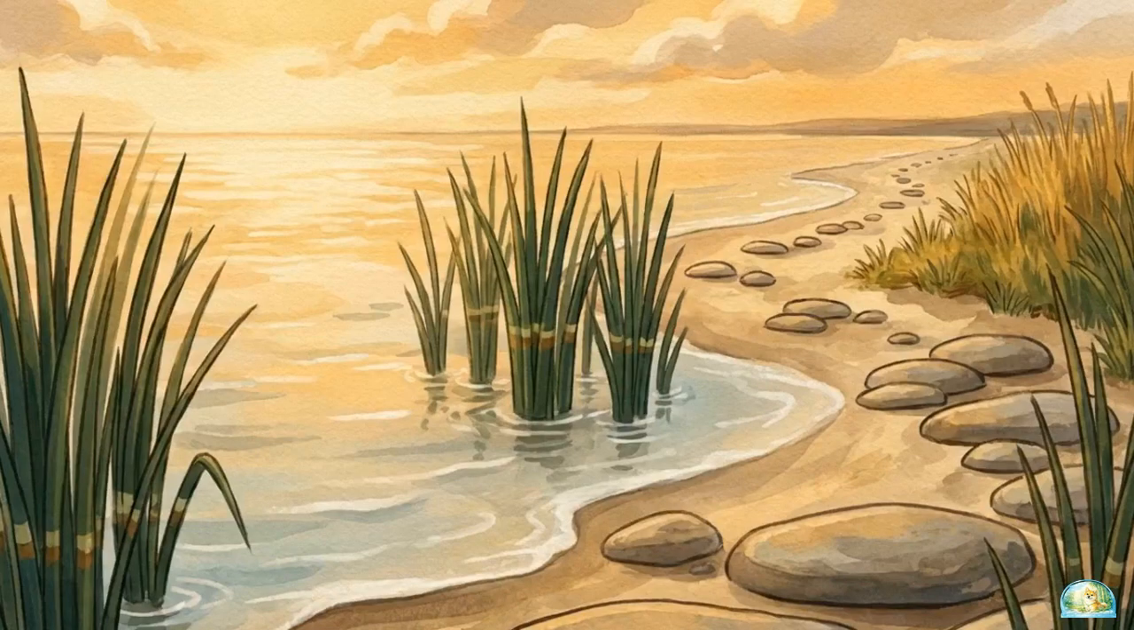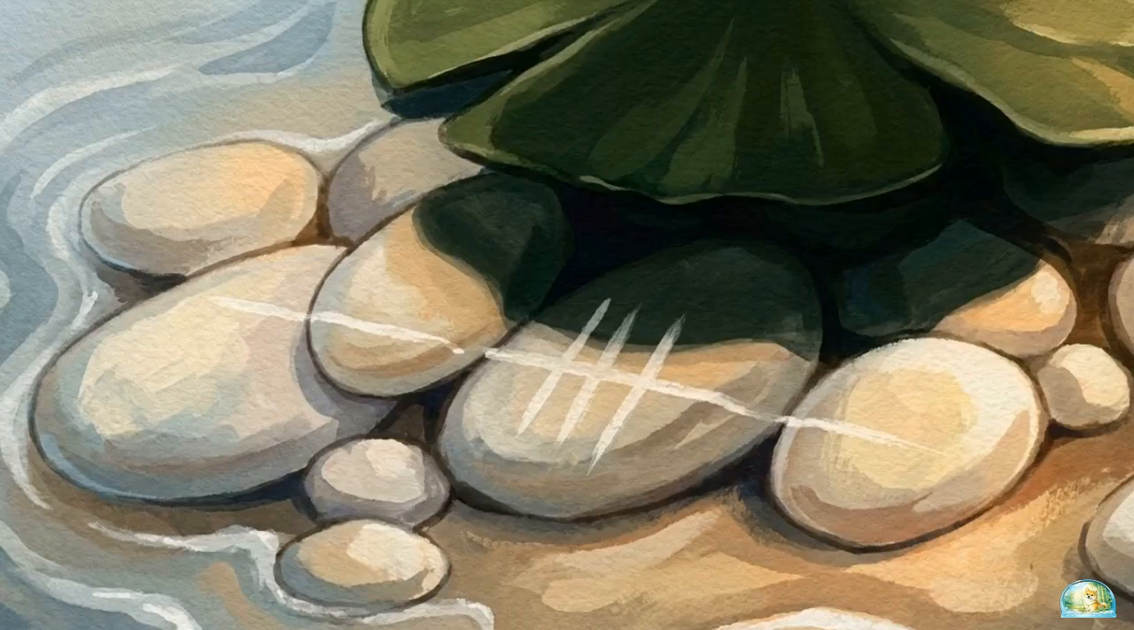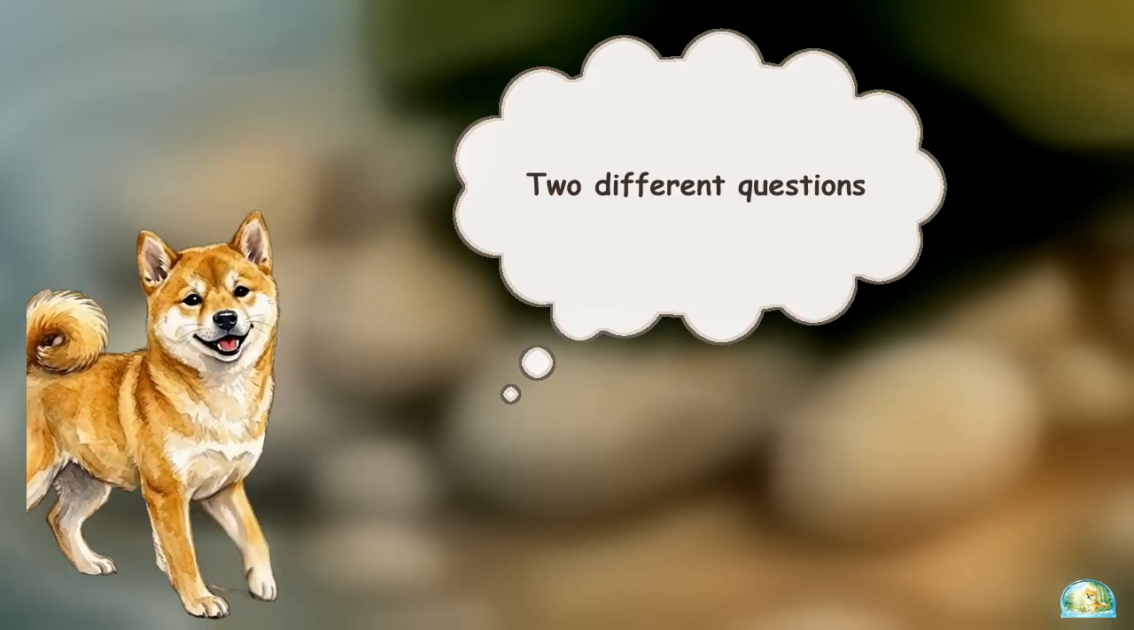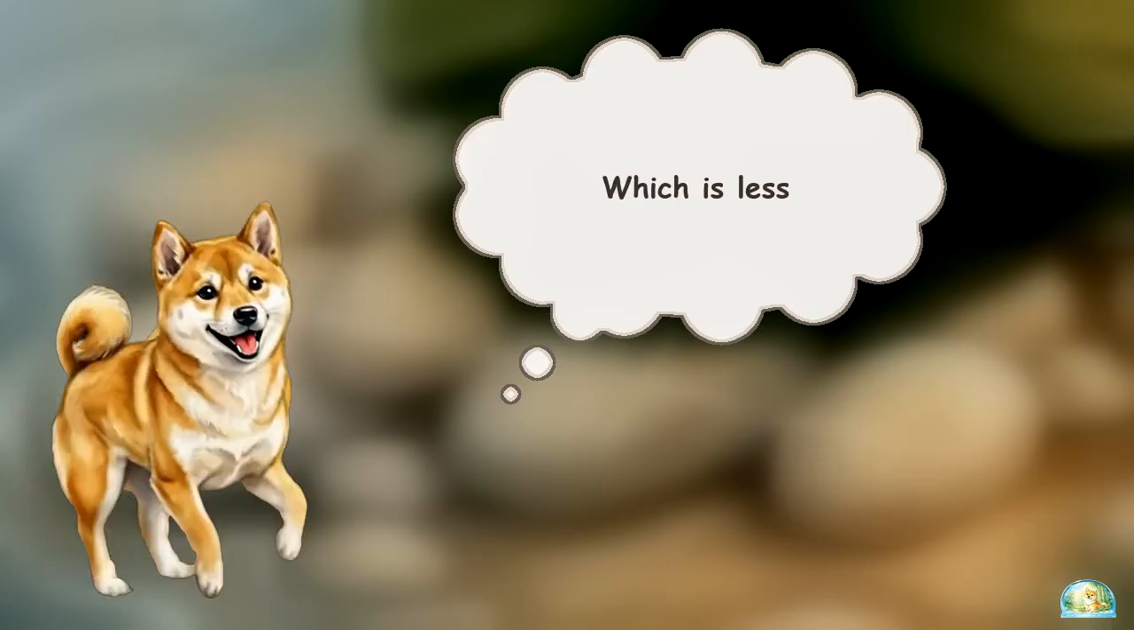Look at the marks around you. Which mark in the environment proves the mathematical relationship? And how does the animal's action make it true? Two different questions. Which is less? Which is farther?